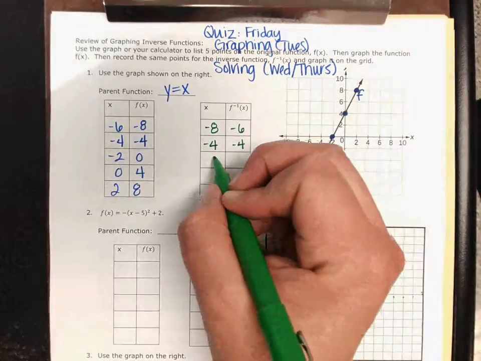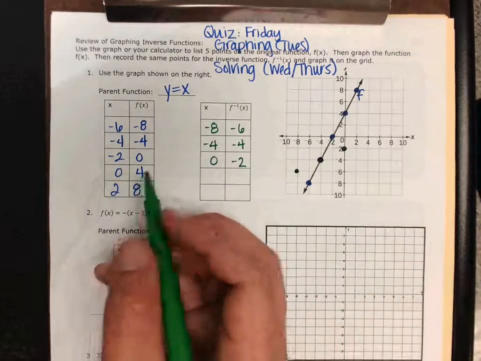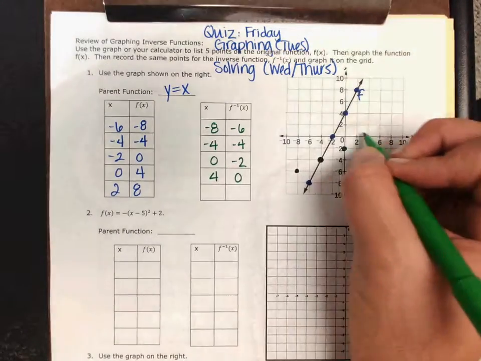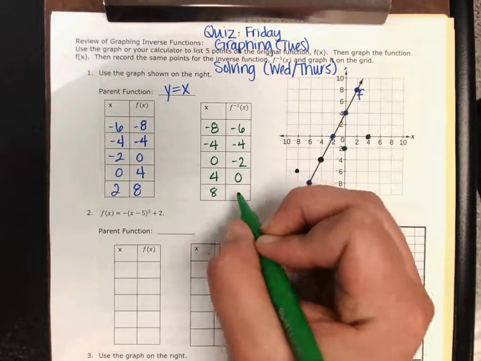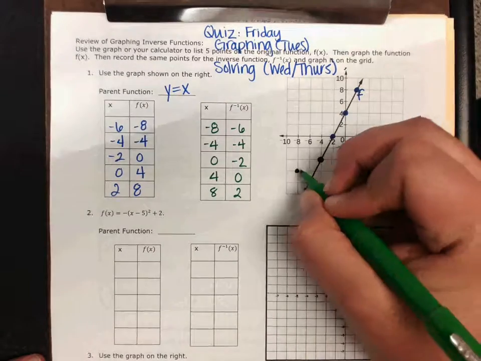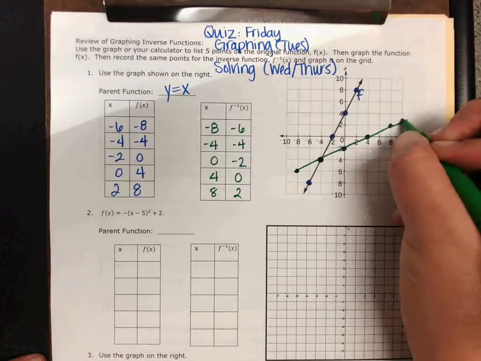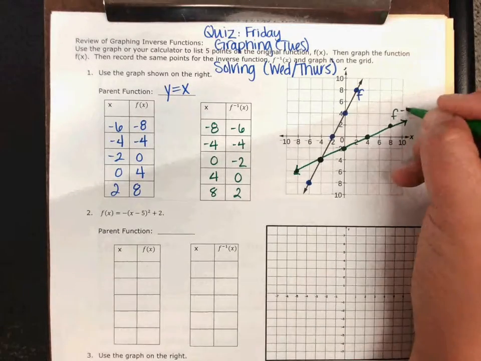Okay, then -2, 0 is 0, -2, graphed right here. Okay, 0, 4 becomes 4, 0, which would be right here. And then 2, 8 would become 8, 2. Then if I go to 8, 2, that would be right here. Draw your line. There is your inverse. This is F to the -1.